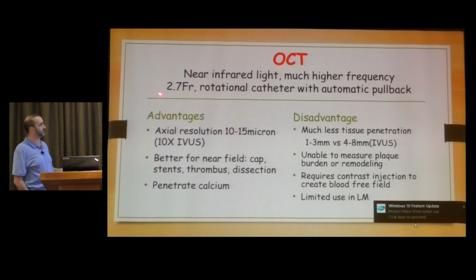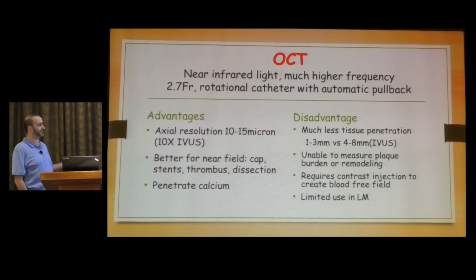It uses about a 2.7 French system, a rotational catheter with automatic pullback. Advantage, resolution is excellent. We can see things at 10 to 15 microns. With IVUS, it's at 100 to 200 microns. We can see the details of this one. Better near field, we can see the cap, stent, thrombus, and dissection. Beautiful pictures we can see. And it does penetrate calcium because it's light.